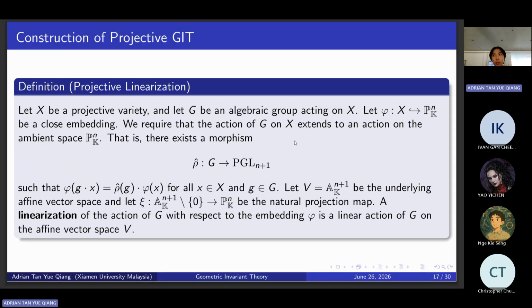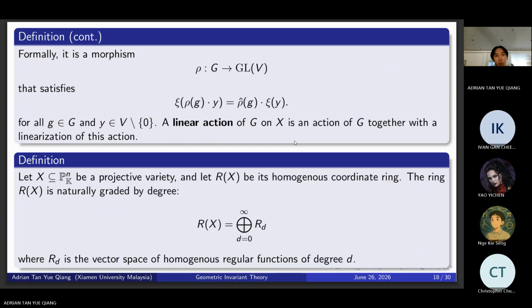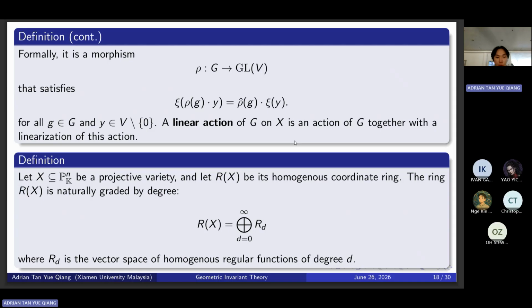it to agree with the projection of the cone embedding that we consider. This is just a way to extend an action on a projective variety to its affine cone, so that both of them agree with each other. With this definition in mind, you can then consider its homogeneous coordinate ring, and since it is graded because of the degree of polynomials, we can write it in this form.